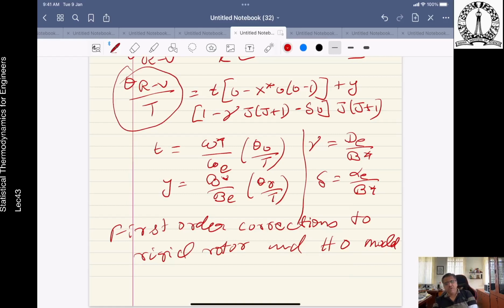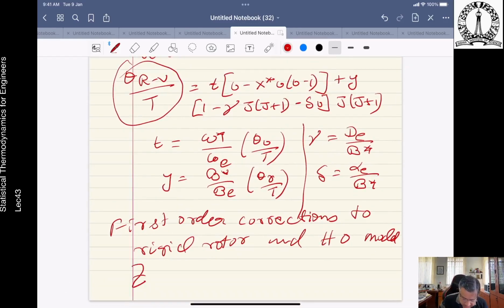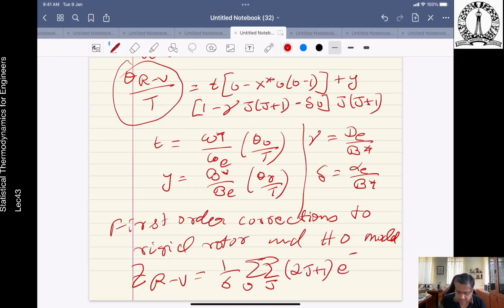Now, using all these things, you can evaluate the partition function, which is written as Q_RV equal to 1 over sigma, double summation over v and J, (2J plus 1) exponential of minus theta_RV by T. So that is the partition function. In the next class, we will see how this partition function can be broken up into two using the Euler-Maclaurin approach. But this is what it is.